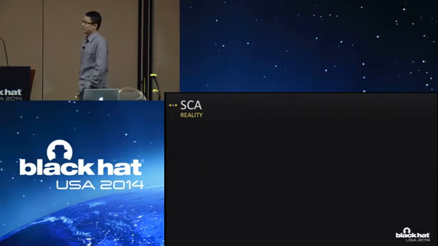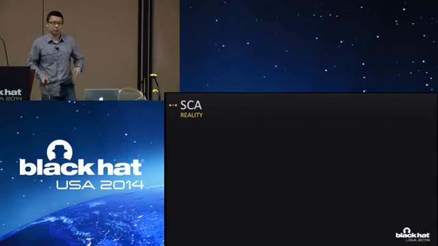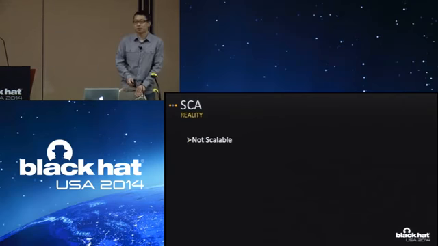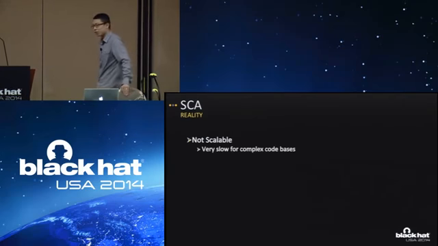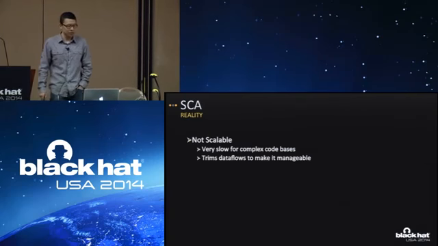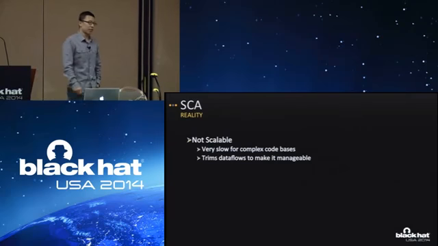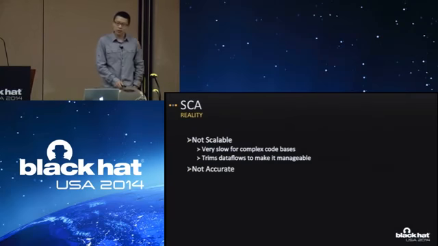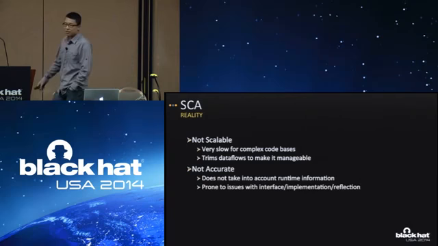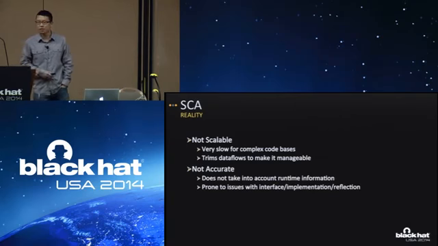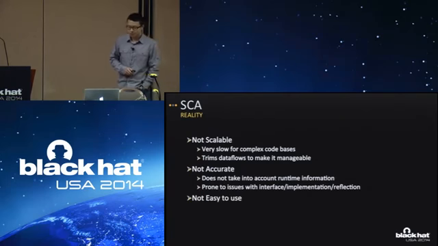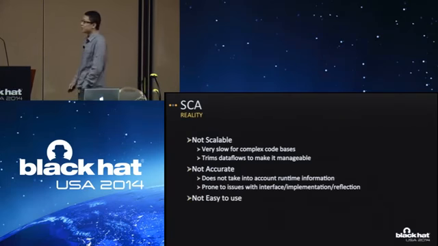So what about reality? In reality, things are always different from what they claim to be. For example, I would say they're not so scalable. If they come across complex code bases or library dependencies they can't figure out, they're not very good at getting a lot of real issues. And I would say they're not very accurate, because if you have things like reflection, interfaces, and all of those, where they need runtime information, then static analysis always fails to do that. And they're not very easy to use.